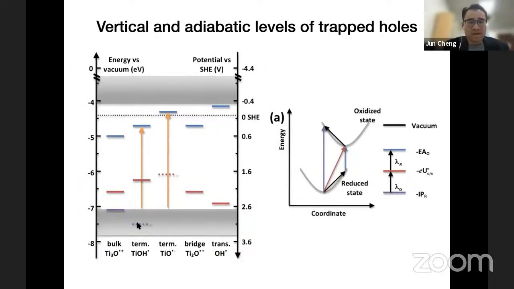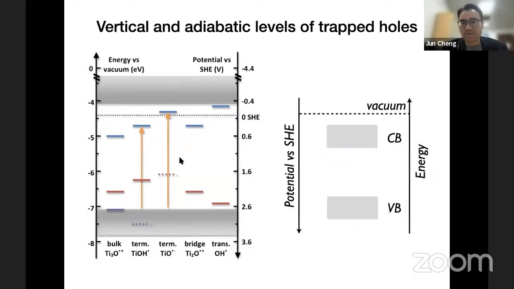So again, I show this level diagram. We have, as I mentioned, the vertical ionization potential for the reduced state, that is the OH minus, which in this case is indeed buried well below the valence band. And we also have the vertical electron affinity of the oxidized state, so that's for the OH radical. And this red line is the redox level. That's the same plot I showed you early on, but in a different context.